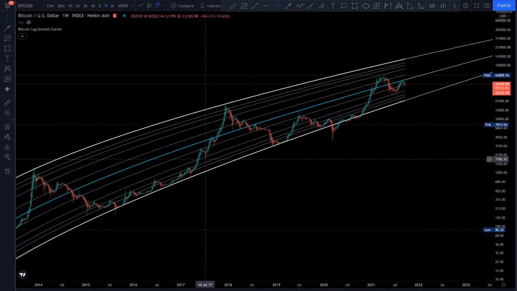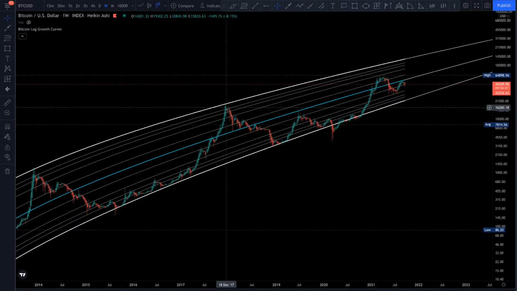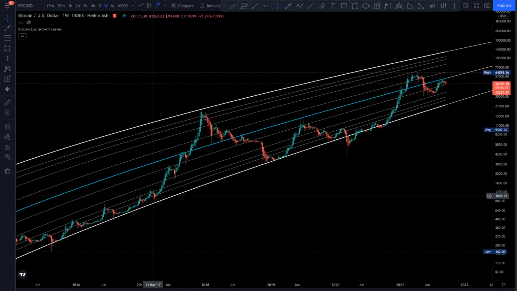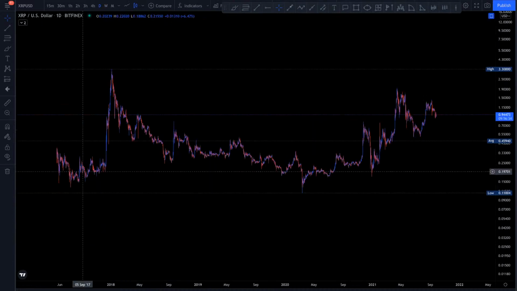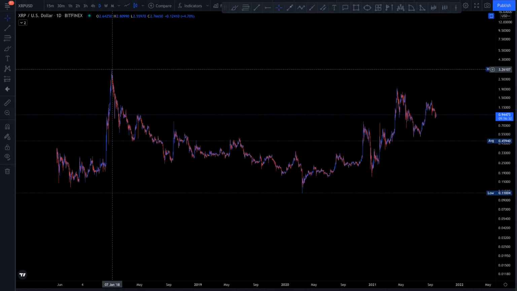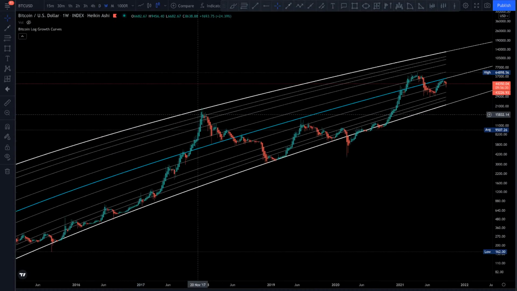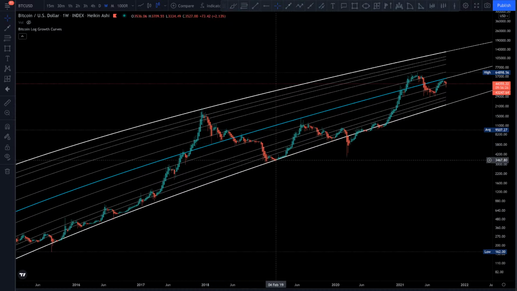XRP was down here and it pumped with the entire market. We were down here in July, and this is the same as XRP here, and it pumped because the market topped out. When the market goes parabolic, everything goes parabolic. Then BTC dumped. During here, BTC was $2,000. It dumped and it was approximately $3,500.